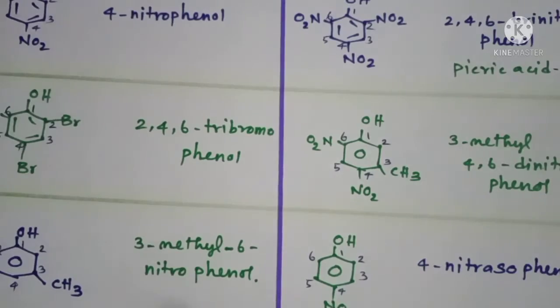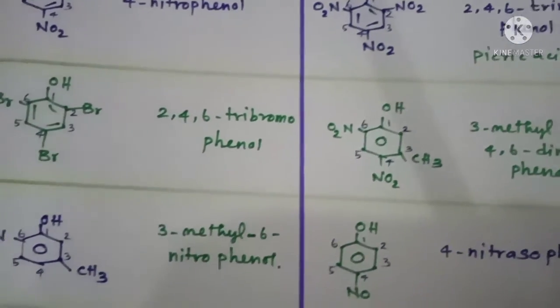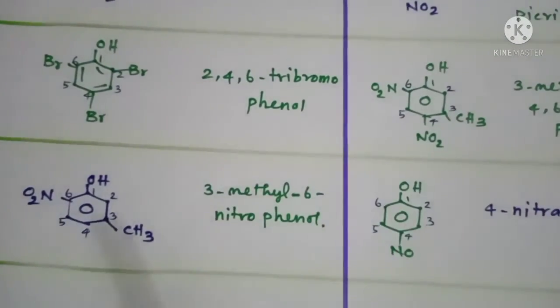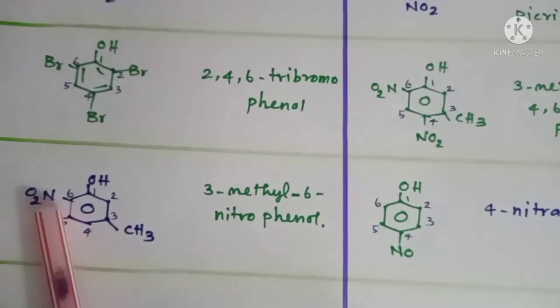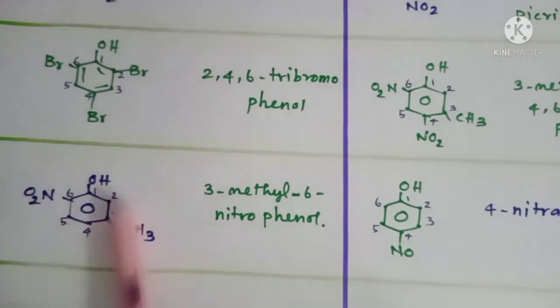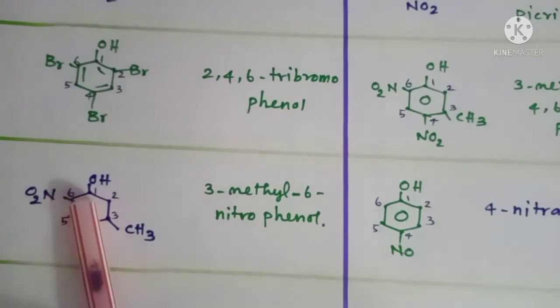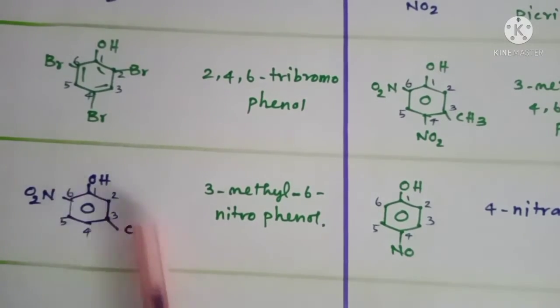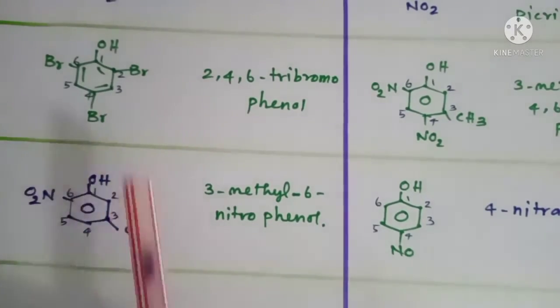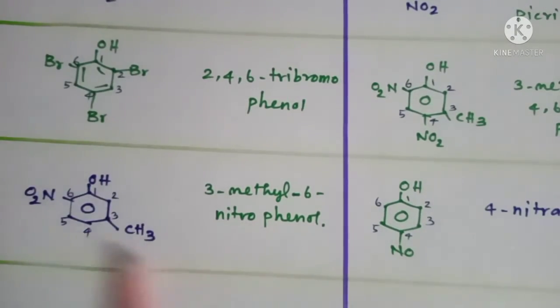Okay, right. Then the next compound, a phenolic compound which has a methyl group and an NO2 group, isn't it? Right. So while numbering, the methyl carbon is getting 3 and the nitro carbon is getting 6. So methyl nitrophenol, 3-methyl-6-nitrophenol. 3-methyl-6-nitrophenol is the IUPAC name for this compound.